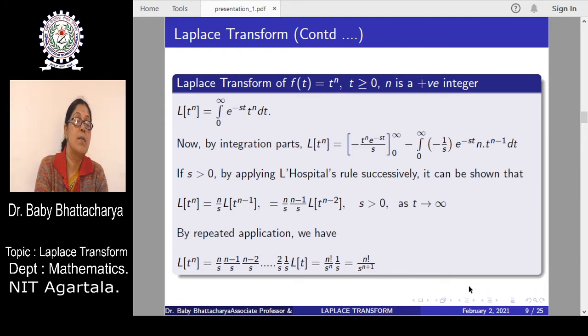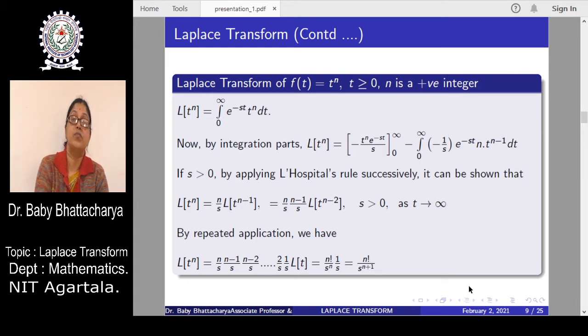We repeat this step, and finally we have the Laplace transformation of t^n as n upon s into n minus 1 by s into n minus 2 by s, and so on up to 2 by s into 1 by s, and the Laplace transformation of t, which comes in the form of 1 by s. So after simplification we have that the Laplace transformation of t^n is n into n minus 1 into n minus 2, up to 2 into 1, whole divided by s^n into s, that is n factorial by s^(n+1).